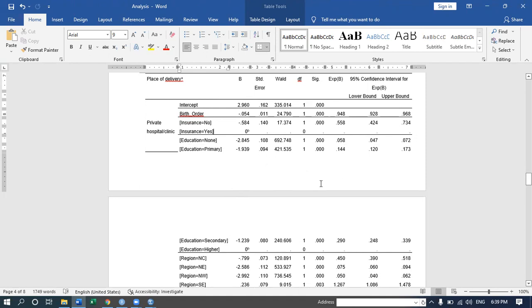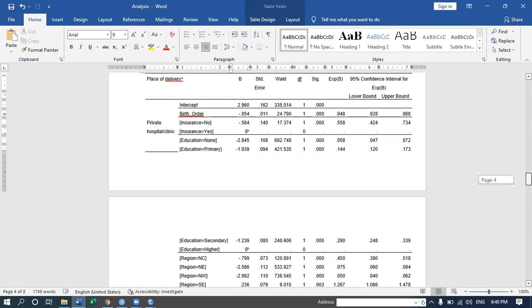So now look at them. Look at the negative, negative, negative signs. It means comparing higher education with all of them has a negative sign. Then all these values are also less than 1. So you do 1 minus this to get the percentage, 1 minus this to get the percentage, and 1 minus this to get the percentage.